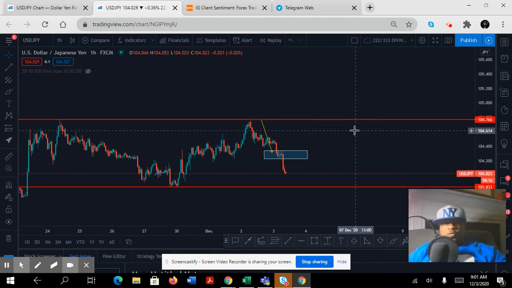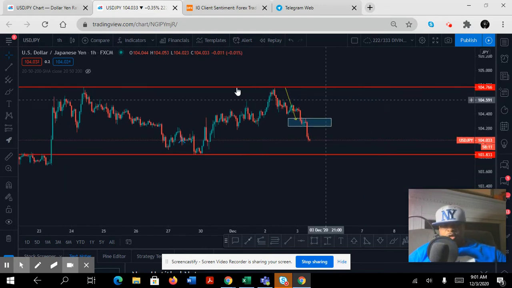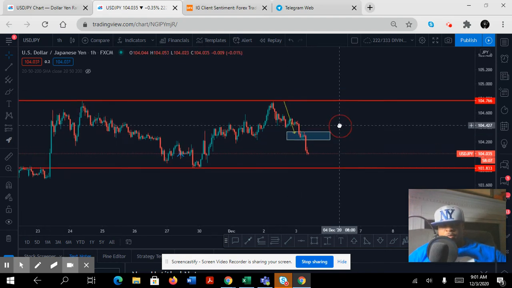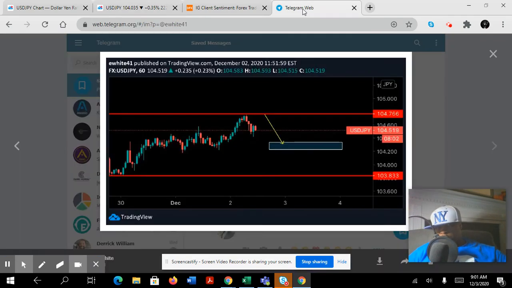So I'm going to take you through this trade. As you can see on the chart, I had a target zone and it was hit. But I want to show you what I had originally. This was the original chart. You see the date, December the 2nd. I'm being very transparent. You see everything. There's nothing doctored up.